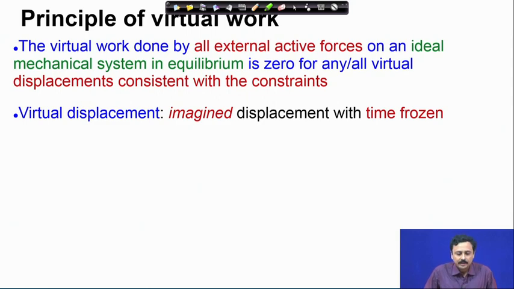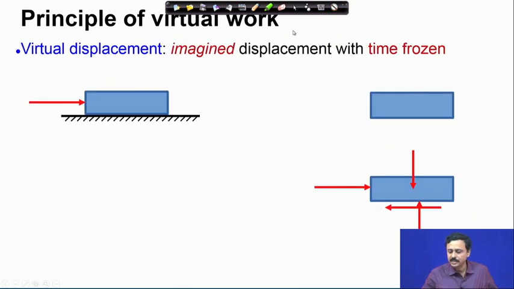Now, let us review the principle of virtual work. The principle of virtual work states that the virtual work done by all external active forces on an ideal mechanical system in equilibrium is 0 for any or all virtual displacements consistent with the constraints. A very important term here is virtual displacement. We will look into this notion of virtual displacement through an example.